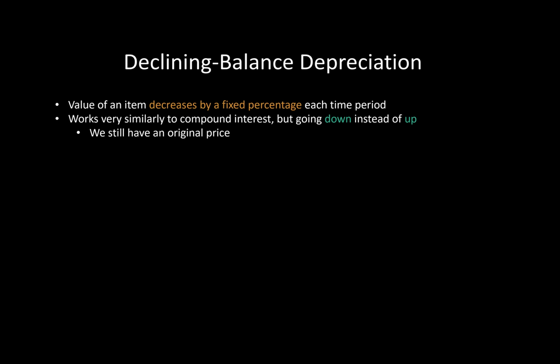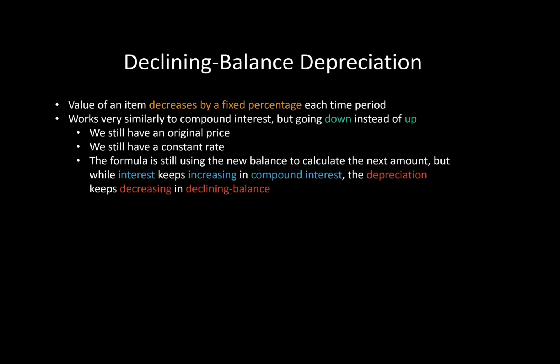So we still have an original price. We still have a constant rate. But this time the formula is still using the new balance to calculate the next amount. But while interest keeps increasing in compound interest, the depreciation amount keeps decreasing in declining balance.